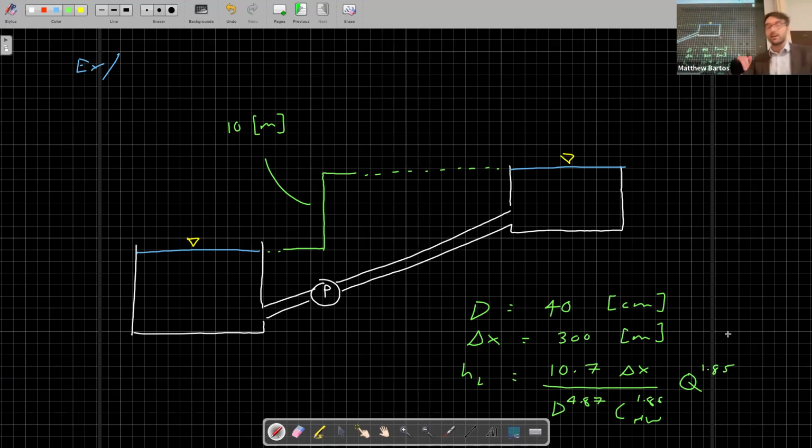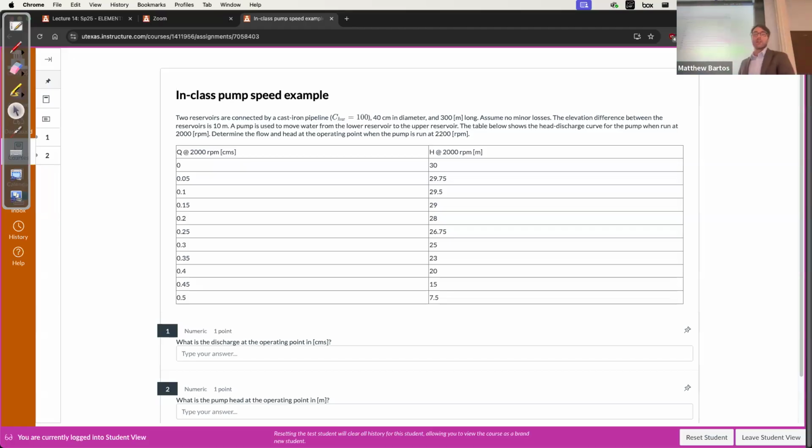So you are given a pump curve at one operating speed. You're going to compute the new operating speed of the pump and then find the operating point of this pump under the new pump speed for this system. All right, so I am going to give you about 15 to 20 minutes to work on this problem. Work in small groups and submit your answers. Then we will reconvene in about 15 minutes and I will walk you through how to start this problem if you have any trouble.